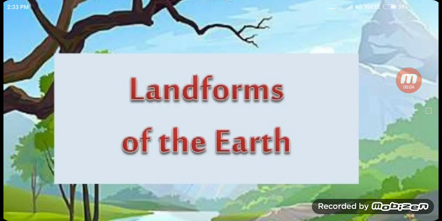Today we will study landforms of the earth. What are landforms? They are basically the differences on the earth's surface of two areas. Like the hilly areas are several thousand meters above the mean sea level, while some places the land is flat. These variations are known as landforms.